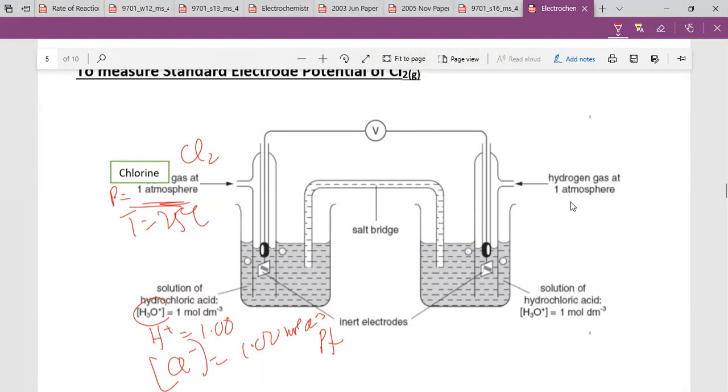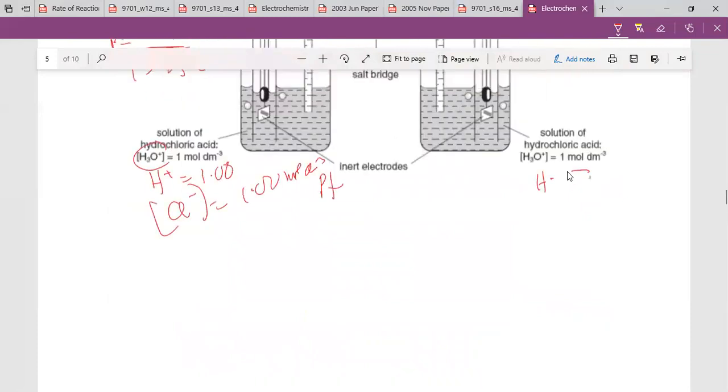This is a nice diagram, I just cut and paste. So this is hydrogen gas. This is your standard hydrogen electrode, with 1 molar of H plus. Beautifully done. So now, the question actually asks you later. I'll show you the question.